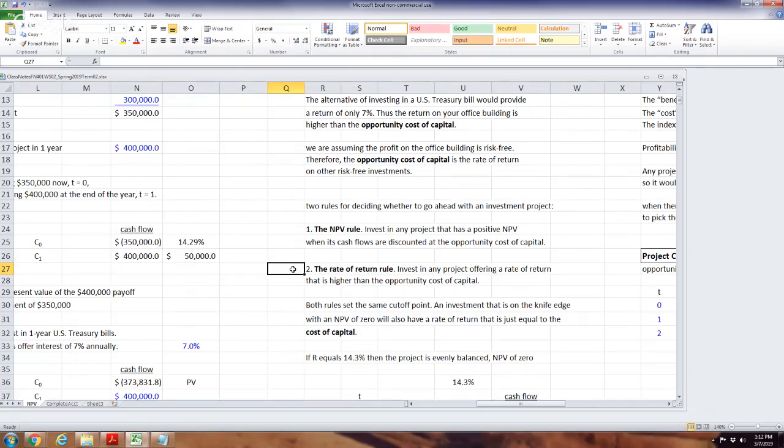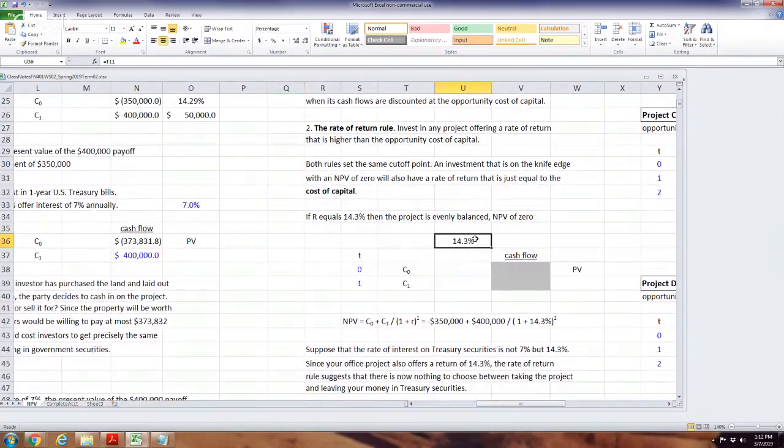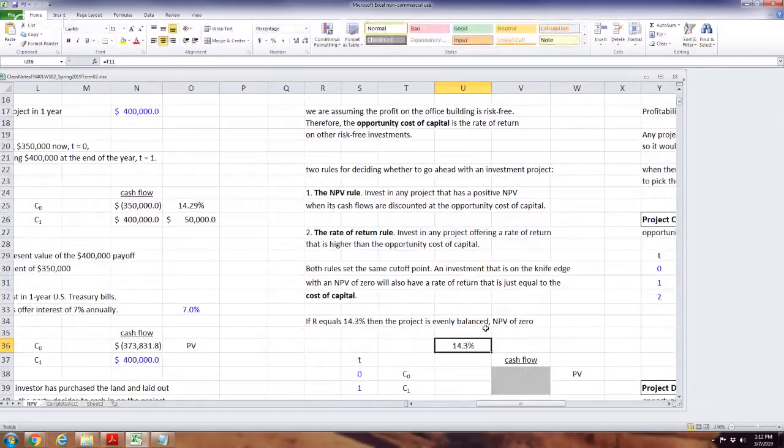But again, having old school parents, they're from old Europe, that seems to sum it up. So we have the same cutoff point, investments on the knife edge. When NPV was 0, we also have a rate of return that's just equal to the cost of capital. We've said that numerous times. So a lot of these things we've already talked about, and we're just bringing this down.